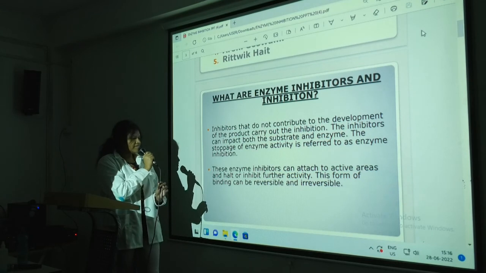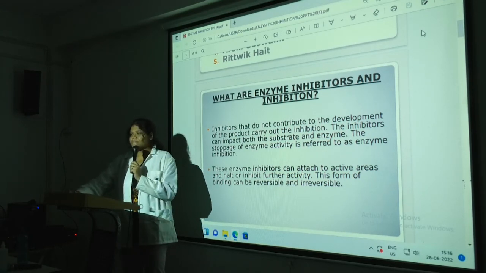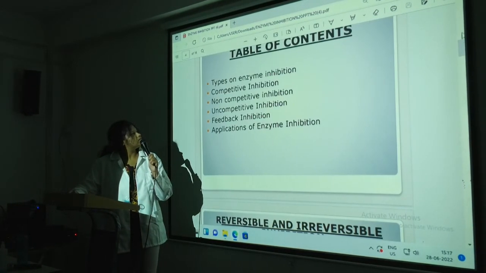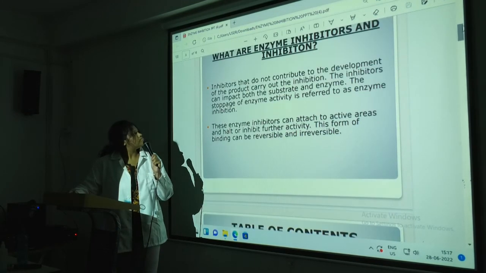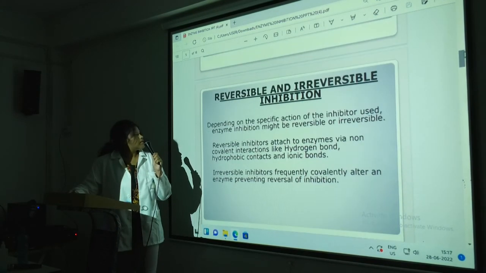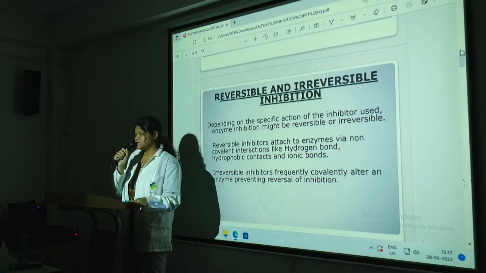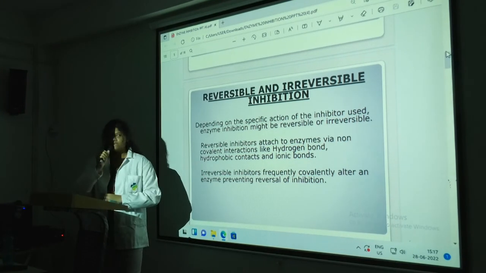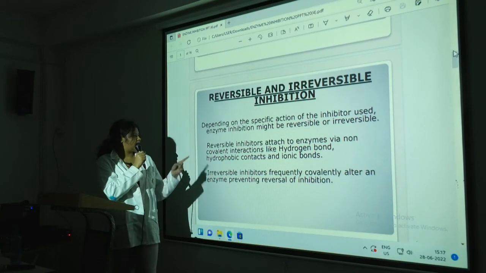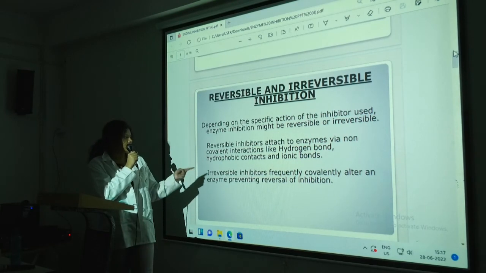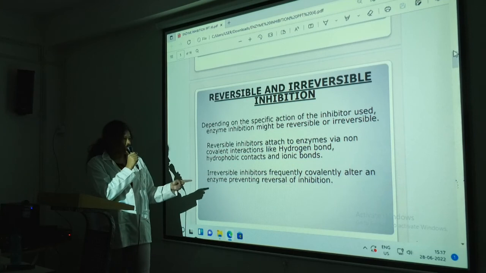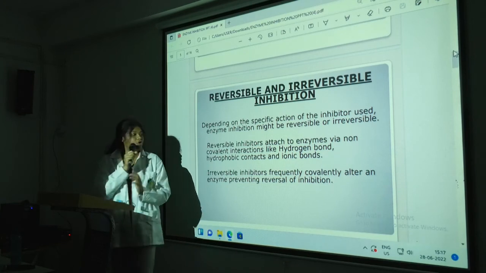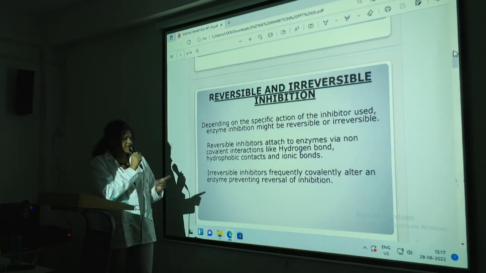This form of binding can be reversible and irreversible. So, enzyme inhibitors can be reversible or irreversible. Reversible inhibitors bind to the enzyme by non-covalent interactions, like hydrogen bonds, hydrophobic contacts and ionic bonds. And irreversible inhibitors attach via covalent interactions, which prevents reversal of the inhibition.